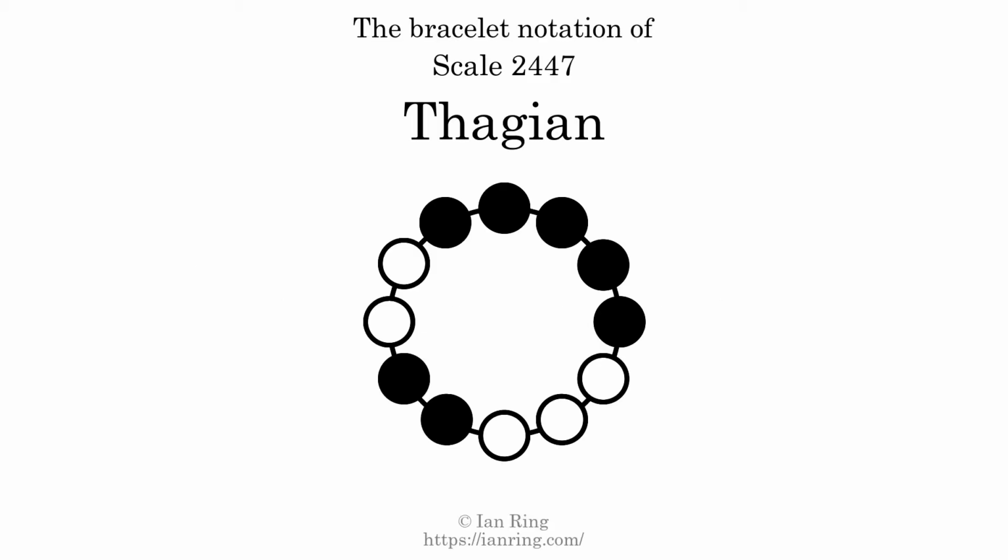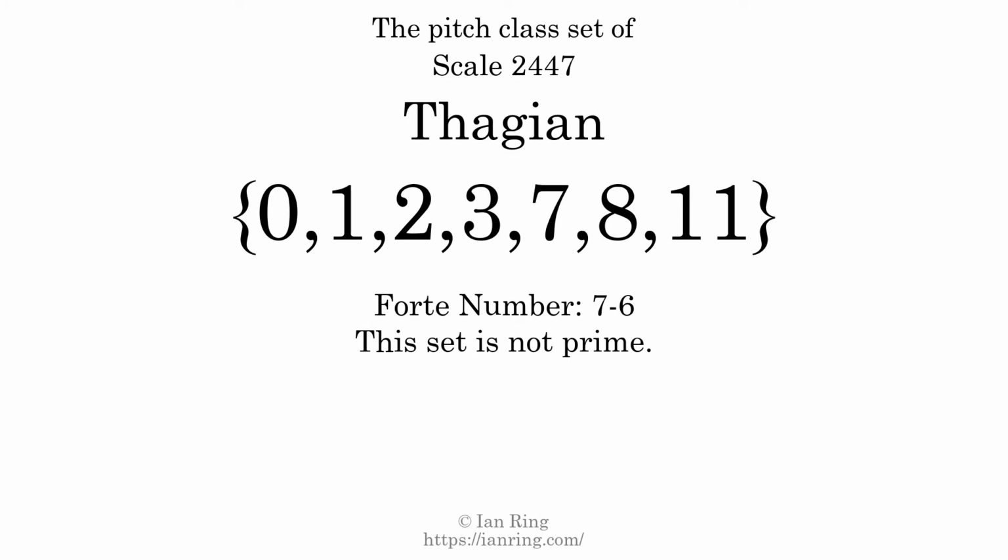This is a bracelet notation diagram of scale 2447. The shaded circles represent tones that appear in the scale, and they are read clockwise, starting at the top. The pitch class set for this scale is 0, 1, 2, 3, 7, 8, 11. The Forte class is 7-6. This set is not prime.